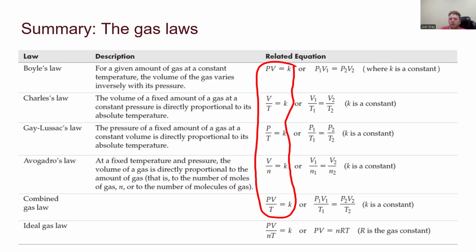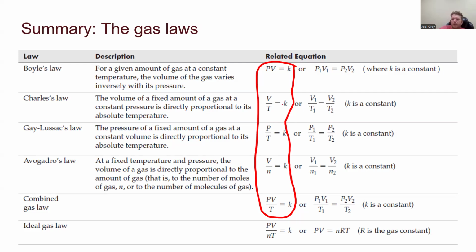So Charles's law, you could think about that as a good ratio calculator for the volume to the temperature. Gay-Lussac's is pressure to temperature. Avogadro's is volume to amount, and Boyle's law is not a ratio, but the product of pressure times volume. So this is a nice summary slide.